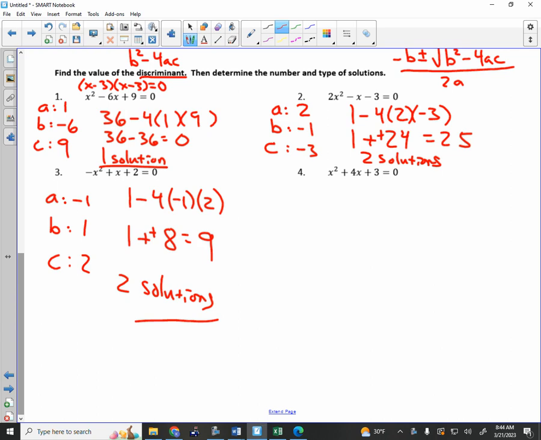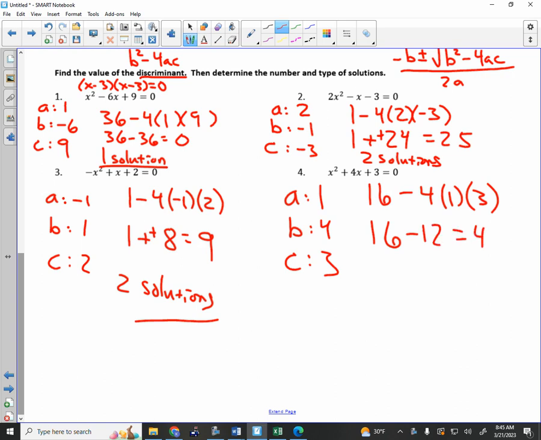So I got 2 solutions in that. I came up with a positive 9. Very good. Okay, we do the last one. A is 1, B is 4, C is 3. B squared is 16 minus 4 times A is 1 and C is 3. So that gives me 16 minus 12. I get 4 because it's positive. How many solutions do I have? I have 2 solutions. Okay.